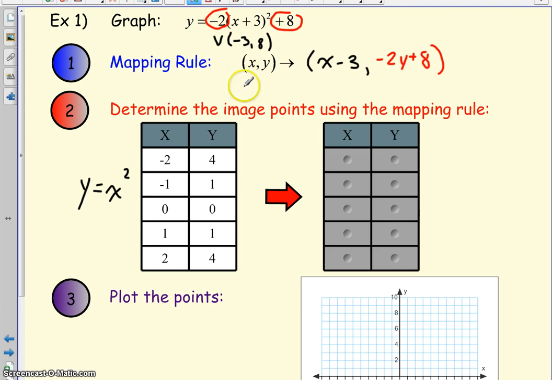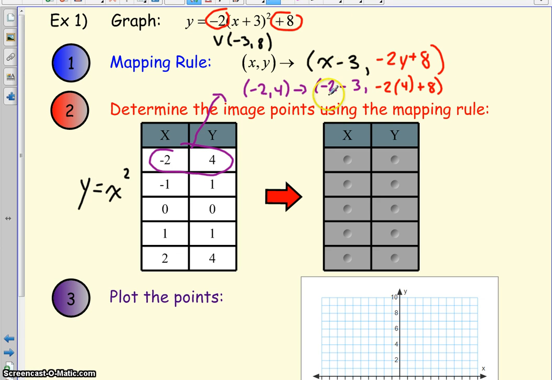Once I have that, I'm off to the races, because I can take these key points from y equals x squared and throw them into this mapping rule for x and y. I'll do one with you here. Let's just say I'm using the point (-2, 4). If you use the point (-2, 4) in my mapping rule, all I'm doing is replacing the x value with the x value of the point, -2. So I get -2 minus 3. The y value of my point, 4, goes into y in the mapping rule. So I have -2 times 4 plus 8. It's just a matter of simplifying from there.